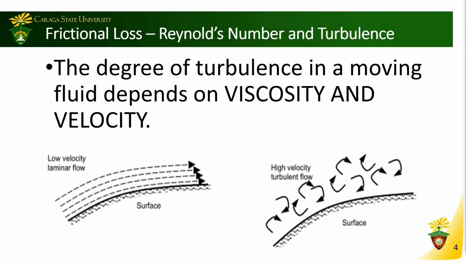So we're going to talk about frictional loss, and in order to understand this better, we need to introduce the Reynolds number and its relationship with turbulence. We could see here that the degree of turbulence in a moving fluid depends on two parameters: the viscosity and velocity. The figure on the left shows us a low velocity laminar flow, and the figure on the right shows a high velocity turbulent flow.